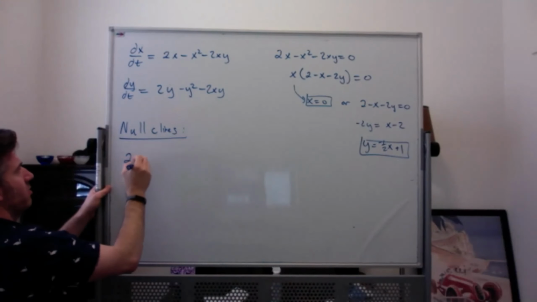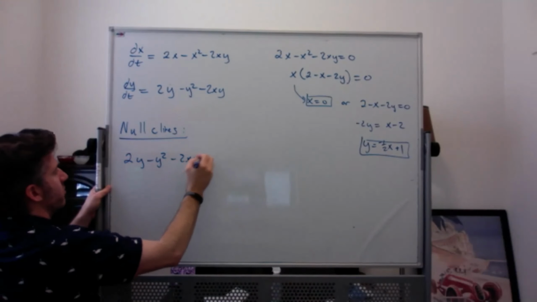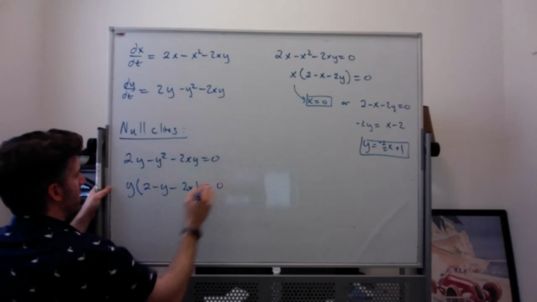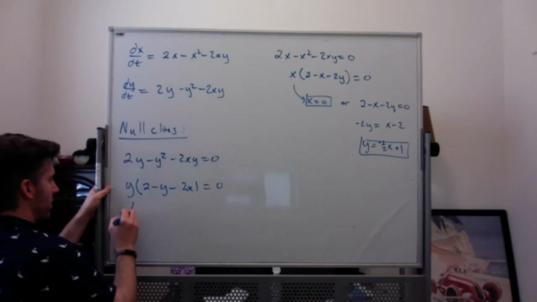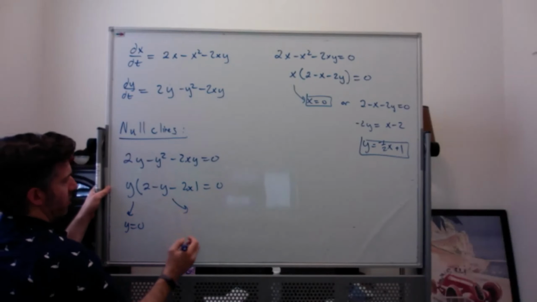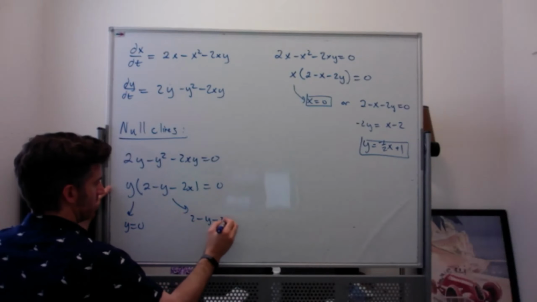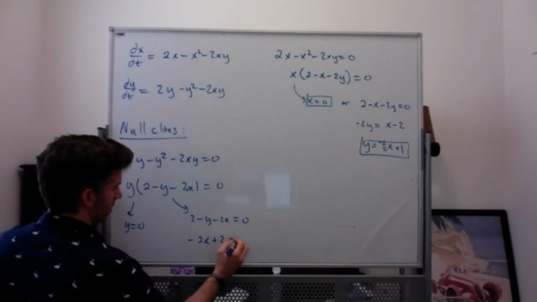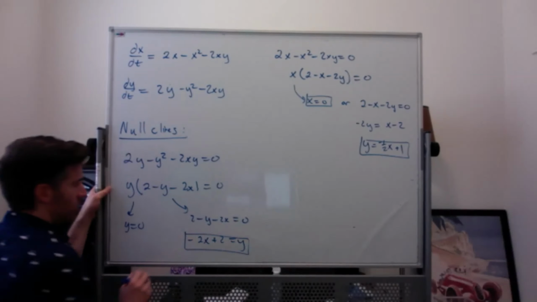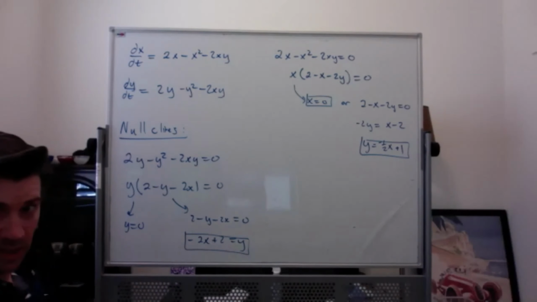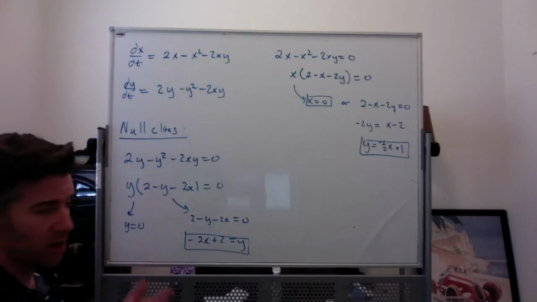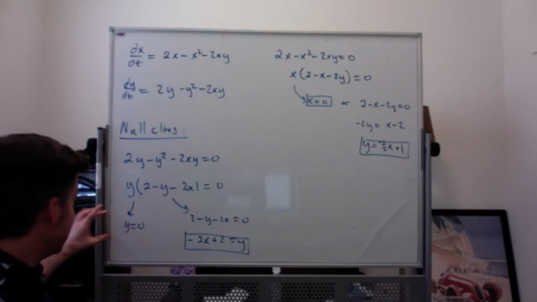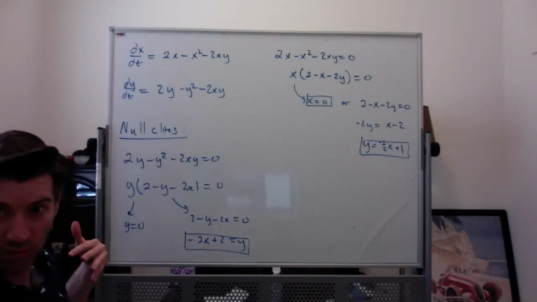We should expect the same sort of thing for the other equation. If I set it equal to 0, I'm factoring out a y. I get either y equal to 0, or 2 minus y minus 2x equal to 0, so negative 2x plus 2 equals y. These are the null lines for dy/dt, meaning along these two lines, all of my arrows are going to be pointing horizontally because the dy/dt part is equal to 0.